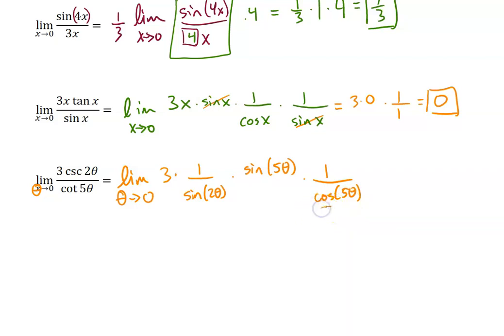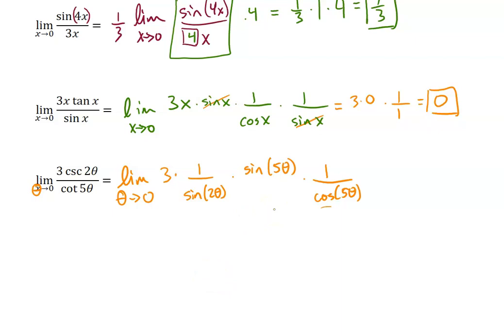This factor here is not an issue because cosine of theta, or cosine of 0 is 1. Here is where we have the problem. Okay, we have sine of 2 theta in the denominator. Sine of 5 theta, sine of 2 theta are not related. Okay, it is not equal to 5 halves. I can't factor those out or cancel the thetas or anything like that, or cancel the sines.